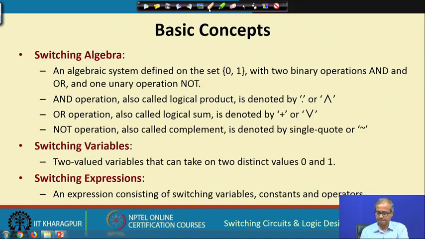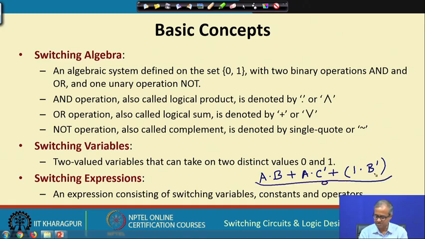What does that mean? I can write an expression like this: a and b, plus a and c naught, plus 1 and b bar. You see, there are variables, there is a constant, 1 is a constant, and there are operators and, or, not. These are examples of switching expressions.